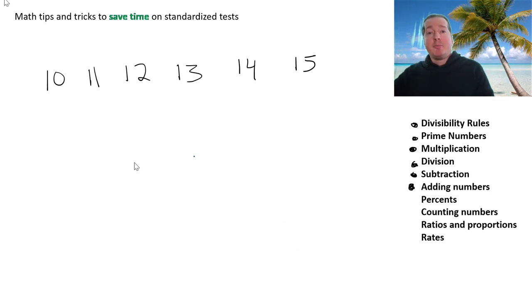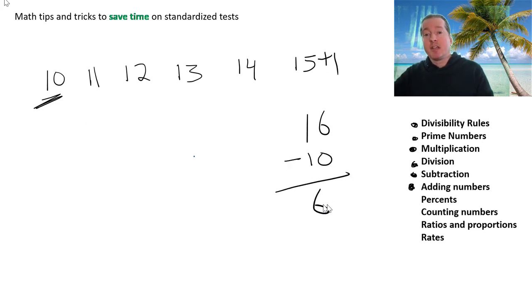And we can apply that to what we just did with 10 through 15. How many numbers are there from 10 to 15 inclusive? Well, if I took 15 and added 1, that's 16. If I subtracted the first number, 16 minus 10, that's 6. There are 6 numbers from 10 to 15 inclusive.